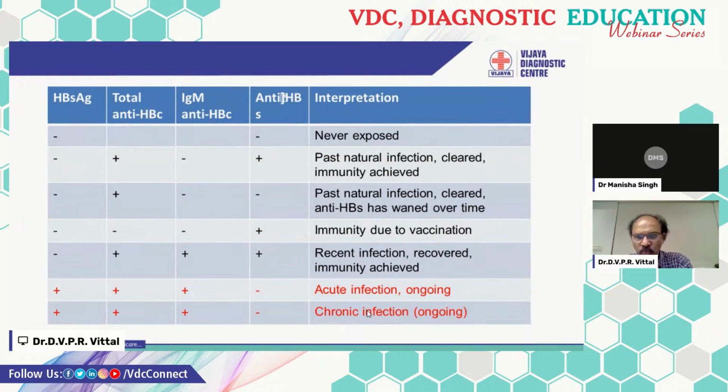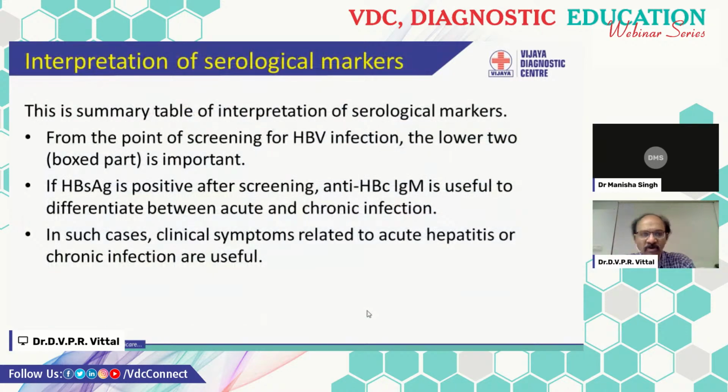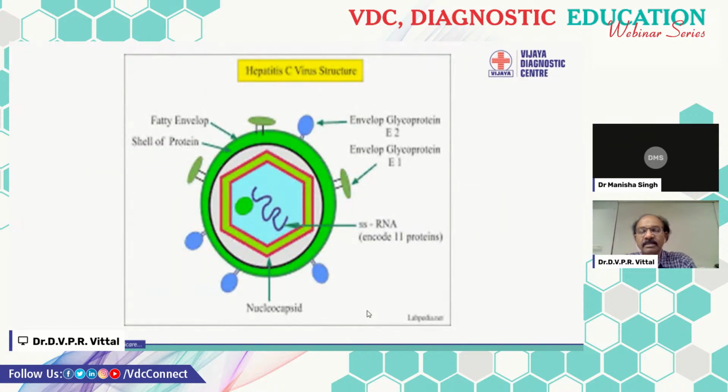And the last two are the two most important: hepatitis B surface antigen present, total anti-HBc also present, and IgM also present, which indicates acute infection, and the other one indicates chronic infection. In this particular last stage, though there is IgM antibody, this may be transient, and the clinical picture of the patient is more useful to diagnose whether it is an acute hepatitis or a chronic hepatitis. That much about hepatitis B.